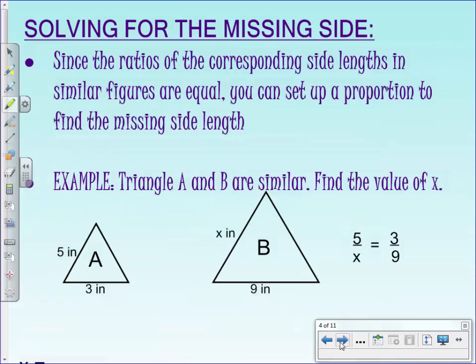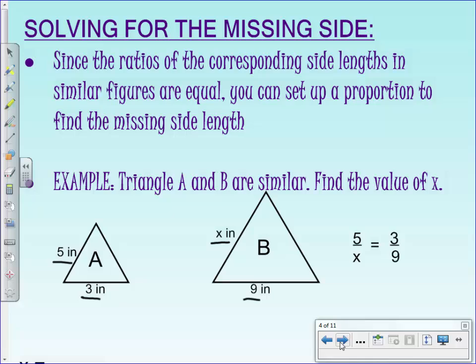Since the ratios of corresponding side lengths in similar figures are equal, you can set up a proportion to find the missing side lengths. Since triangles A and B are similar, to find the value of x, we would set up the proportion 5 over x, since 5 and x are the two sides that correspond. That would be equal to 3 over 9, since 3 and 9 also correspond.